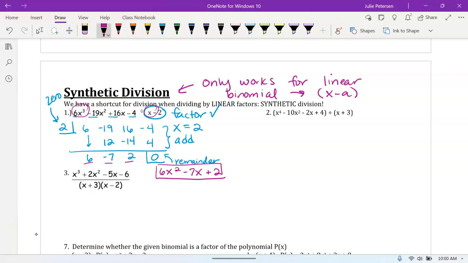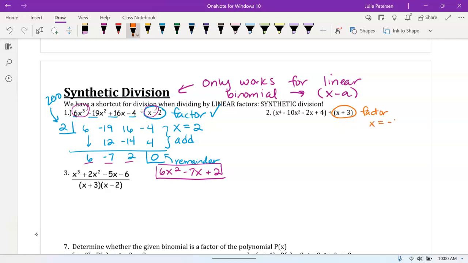The key things you really want to look out for are any times where we're missing terms. So let's take a look at this. Let's identify our factor here, x plus 3. If that's our factor, take a second and figure out what your 0 is.